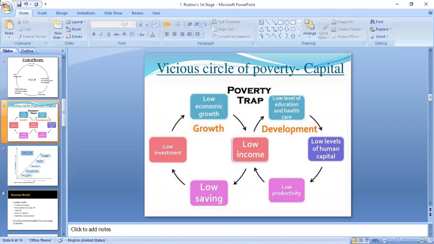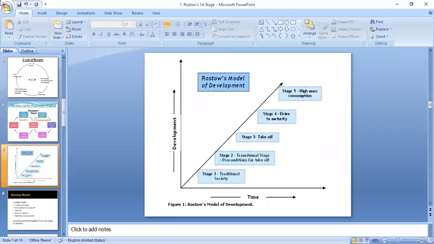So he explained that a particular country that follows these five stages in order, in a linear manner, can come out of its poverty cycle and attain its maximum growth and development. This is all about the first concept, or just an introduction about the vicious cycle of poverty, and the first stage of Rostow's stages of economic growth. The first stage is traditional society.